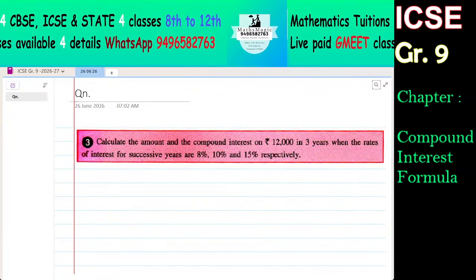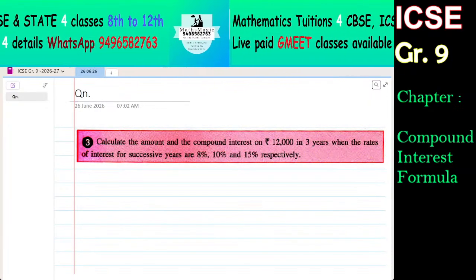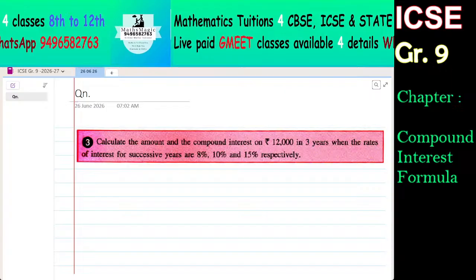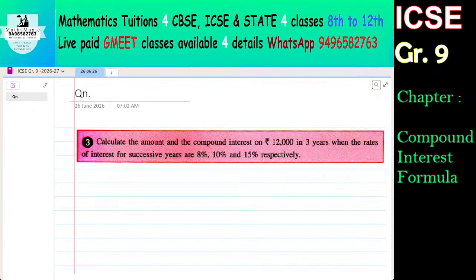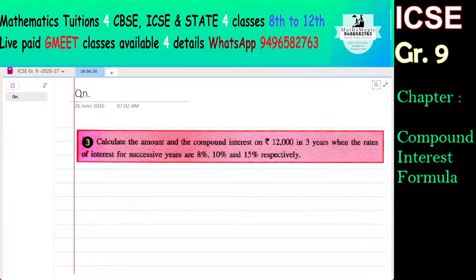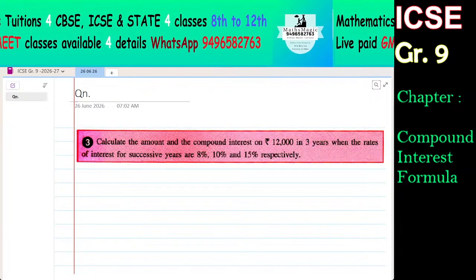Try to recall the formula or use your formula book. There you have the formula. Copy that formula to your notebook.